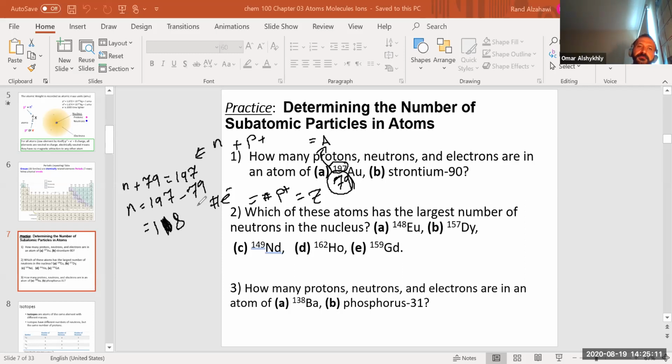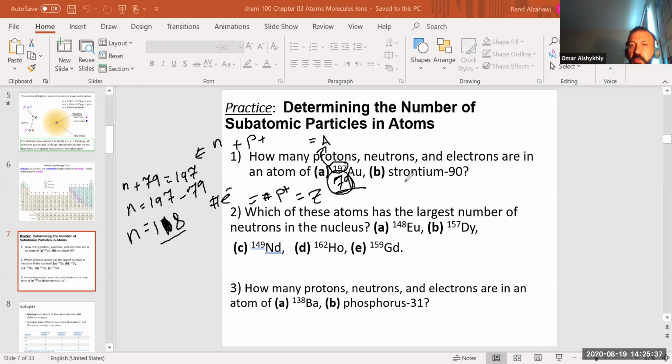118. Okay, just double check the math. I didn't use a calculator, but I think it is correct. 118 represents the number of neutrons. So the proton is 79, the neutron is 118. The electron is the same number as the proton because it's neutral, so it will also be 79.